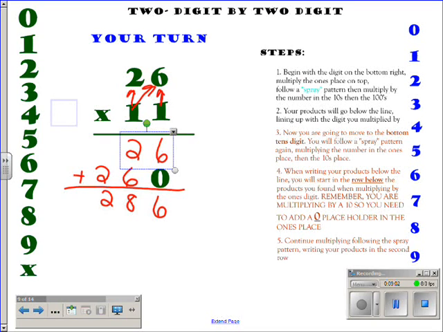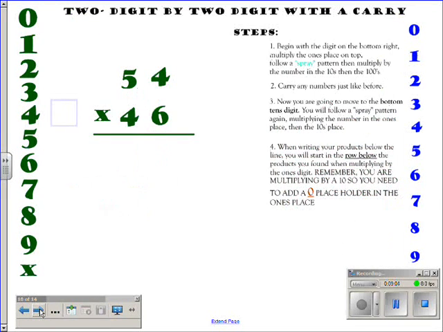Let's go on to 2-digit by 2-digit with a carry. You're going to start the exact same way that you started the other time. So look at your multiplication spray. You do 6 times 4 and 6 times 5. When you do 6 times 4, you get a 2-digit product. The ones digit is going to go directly under the number you multiplied by, and the tens digit is going to be carried above the tens place.